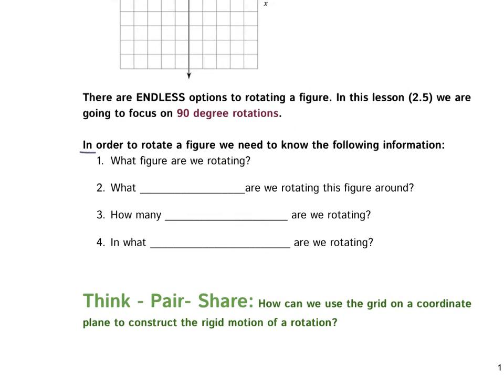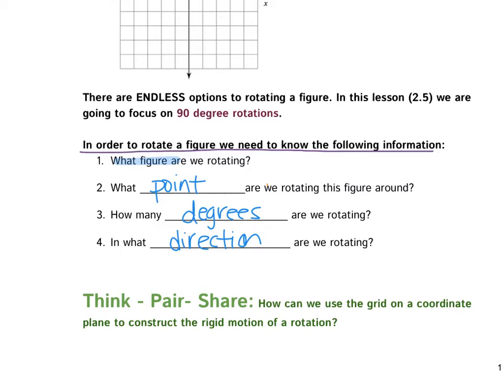So in order to figure out our rotation, we need to know the following information. What figure are we rotating? What point are we rotating around? How many degrees? And in which direction? So let's take a look at an example.